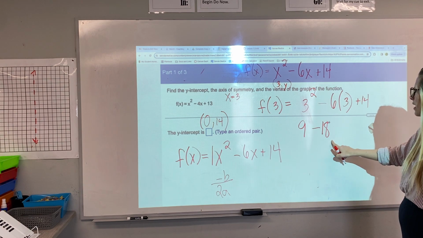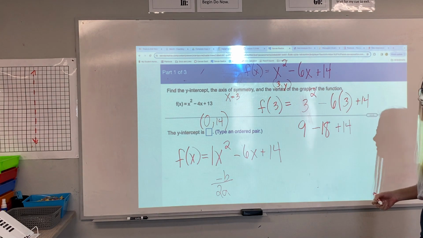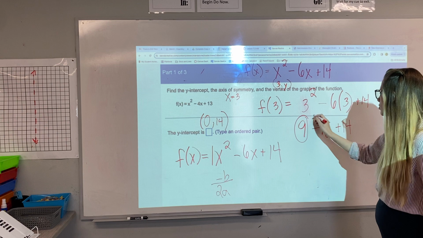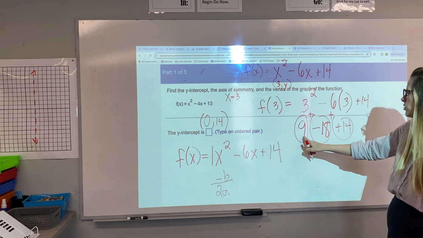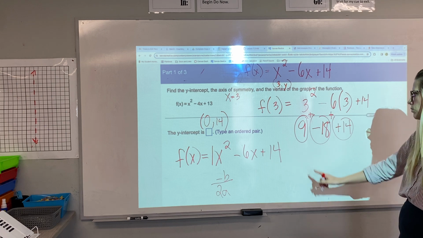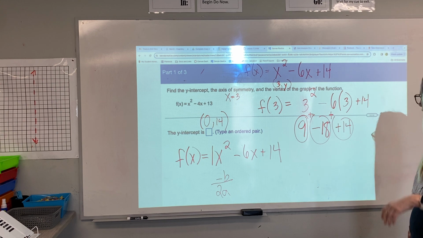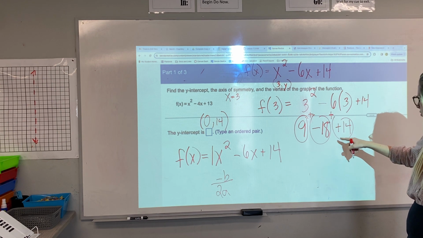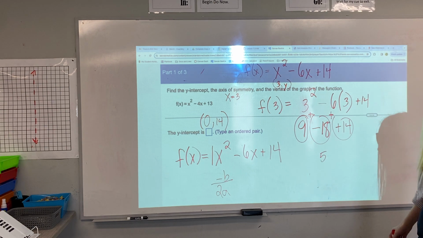So negative 18 is correct, and then we still have our plus 14. What do we do next? Yeah, if you want, you can circle the terms with their signs and then just add them all up. You can add them in any order you want. Like if you want, you can just add your positive numbers first. So you can do 9 plus 14, or you can get your calculator out and do 9 minus 18 plus 14. Is that easier for you? Okay, what'd you get? 5? Yes, that's correct. So what does that mean for our vertex? 3, 5.